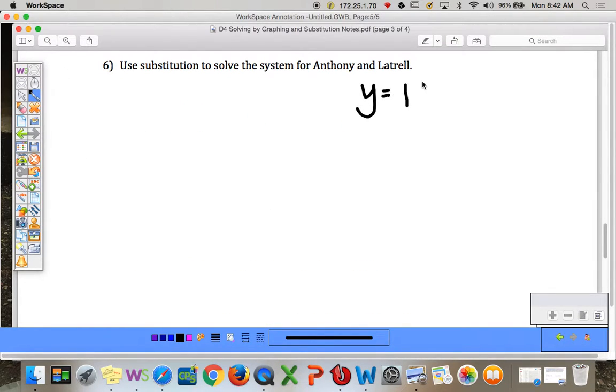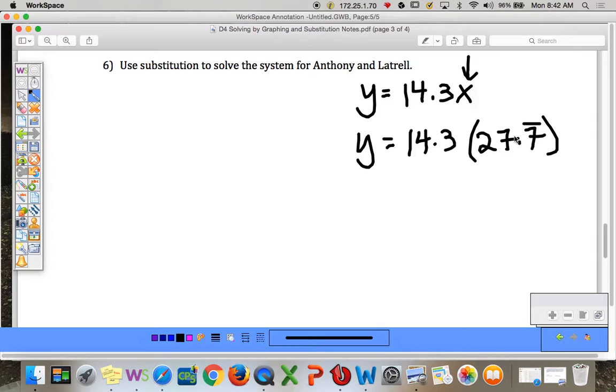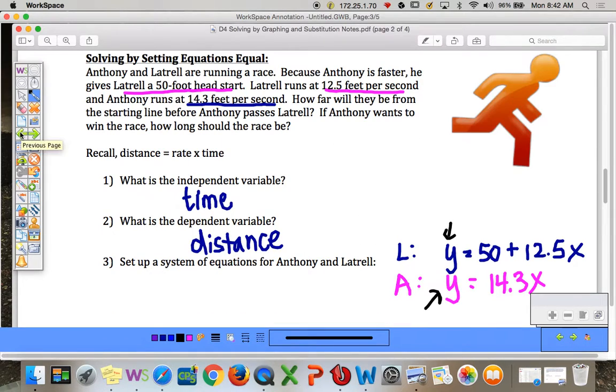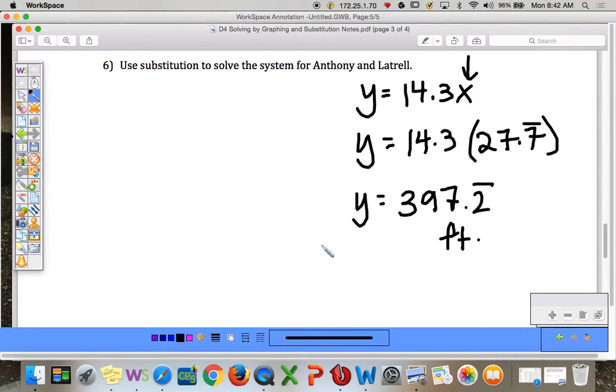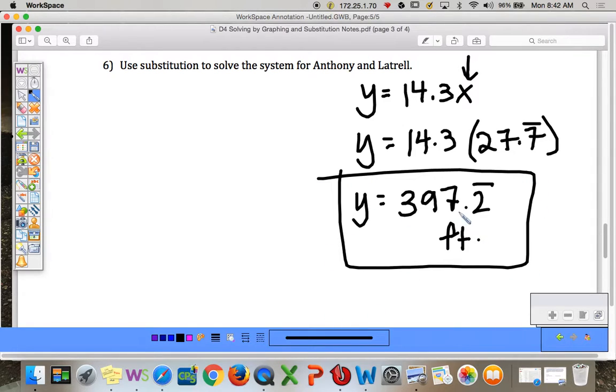It's shorter, and he had 14.3x, and we know x is 27.7 repeating. So we're going to do 14.3 times 27.7 repeating. I'll put that in my calculator, and here the distance is 397.2 repeating. This was distance, so I forget if this is in yards or meters. Let's take a look. It's in feet. So this means if the race is 397.2 repeating feet long, they will tie.